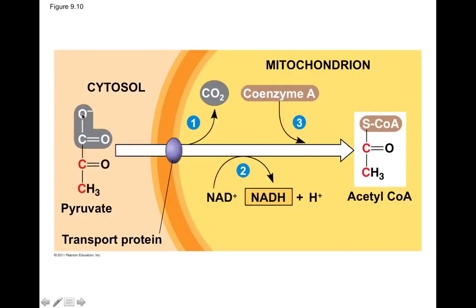Okay, so in order to pass into the mitochondrion, the first thing that's got to happen is pyruvate has to be transported across the outer membrane of the mitochondrion. And as it does so, it's going to lose this carboxylate ion, which is the ionized form of a carboxyl group. C double bond O, O, where's the H? The H is in solution.